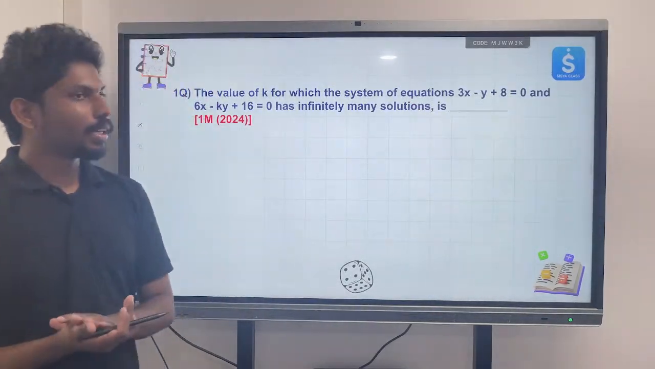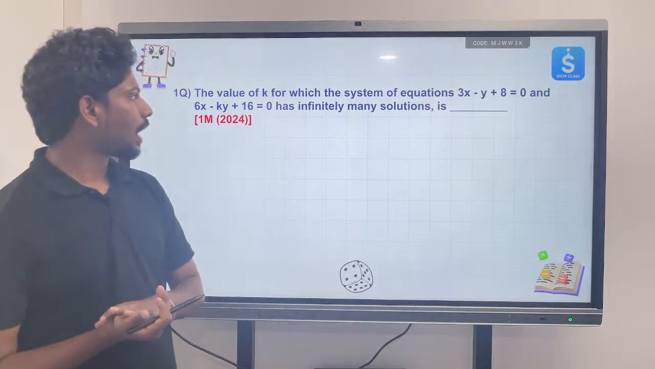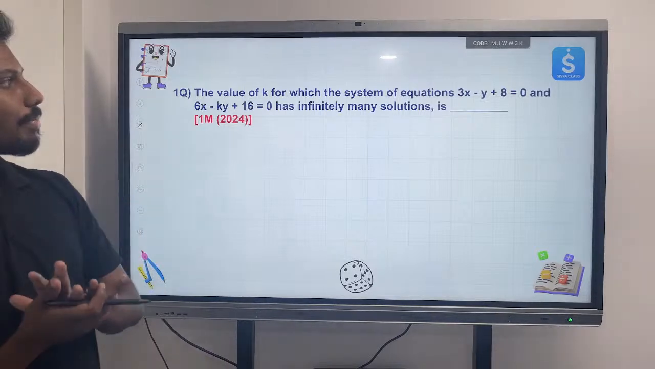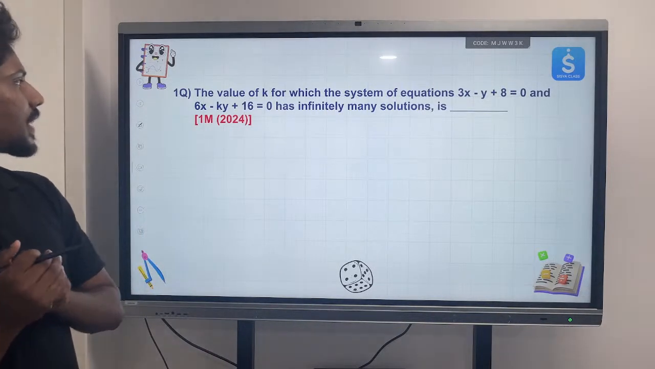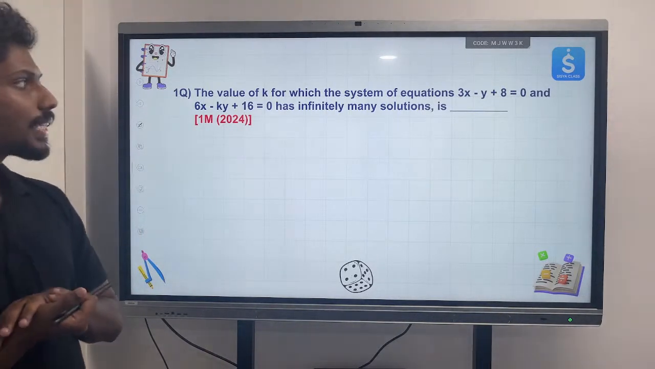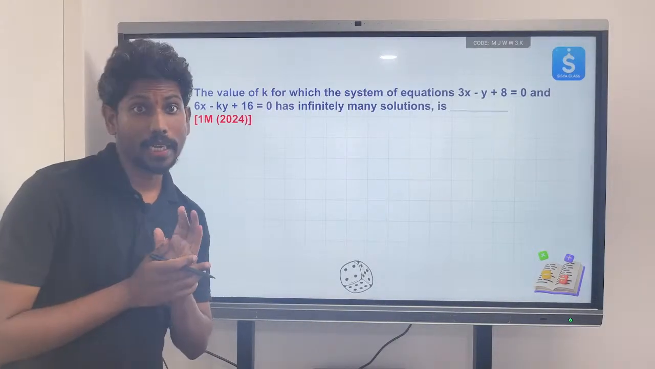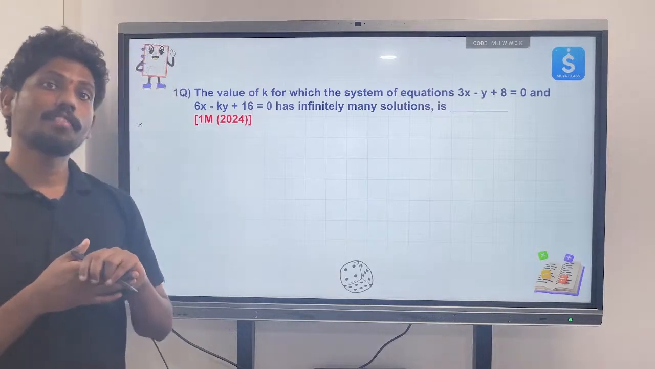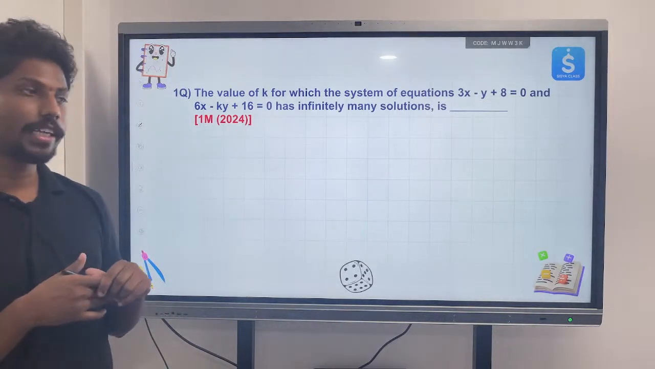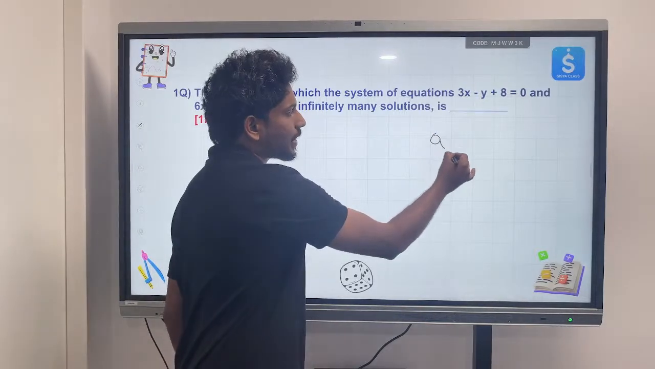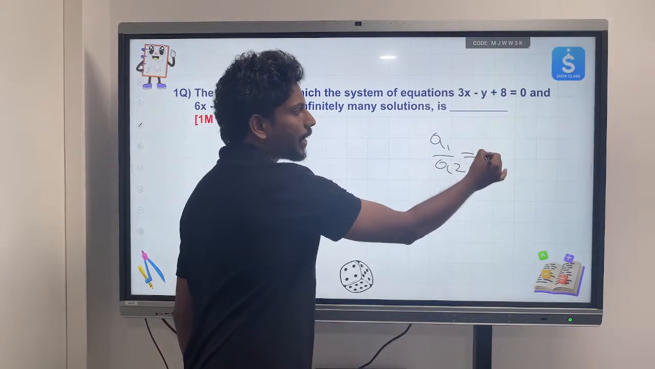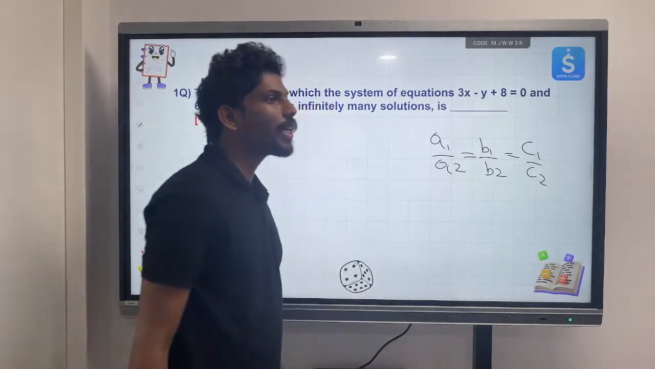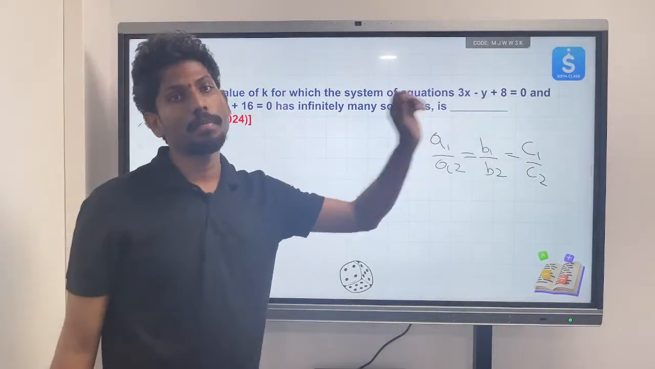Let's again dive into some problems and understand how it goes. The value of k for which the system of equations 3x minus y plus 8 equals 0 and 6x minus ky plus 16 equals 0 has infinitely many solutions. Now, please turn back your pages and understand what the condition is for having infinitely many solutions. Just now we have discussed that if a1 by a2 is equal to b1 by b2, and also equal to c1 by c2, this is the only case where it is having infinitely many solutions, right?